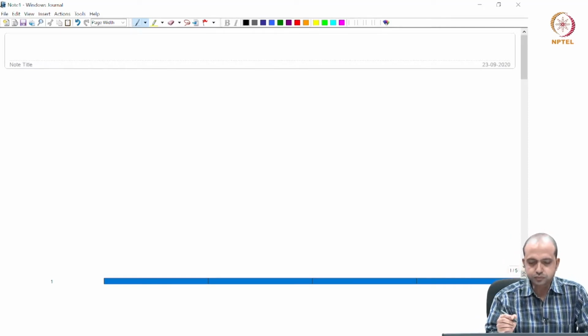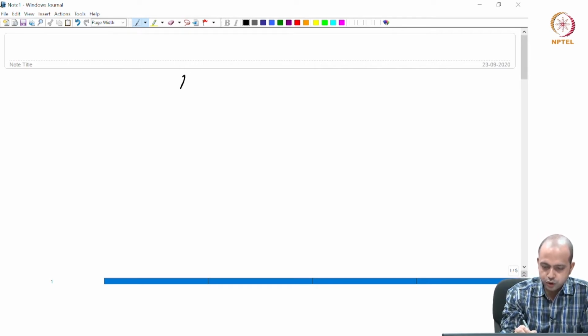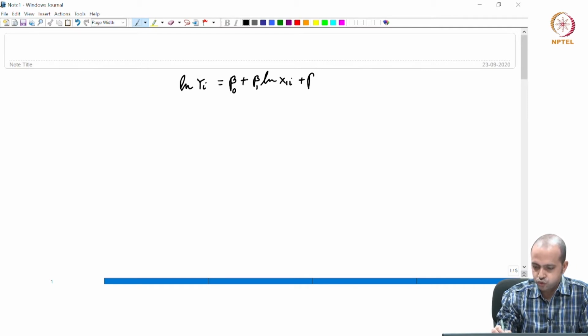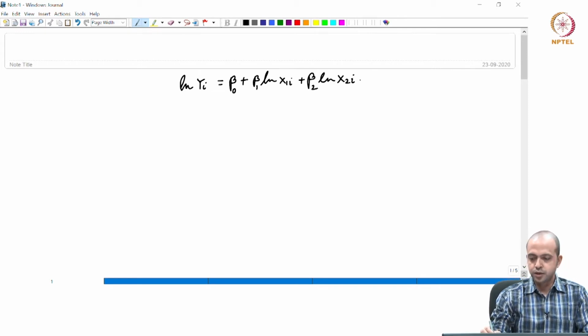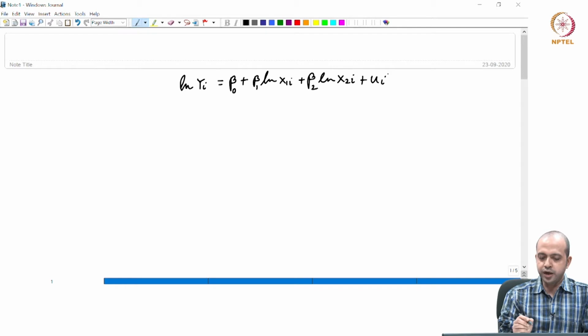So, I will just quickly write. Our model was log yi equals beta 0 plus beta 1 ln x1 plus beta 2 ln x2 plus ui. This is the model where x1 is labor and x2 is capital.